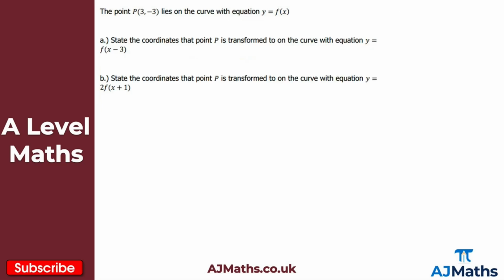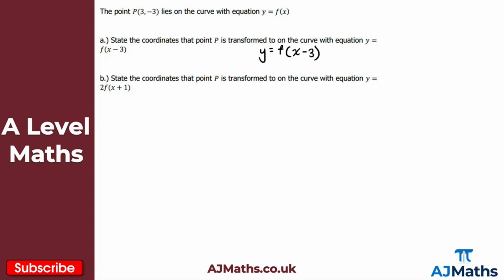For the next one here, this one's hopefully quite a straightforward question. It's more of essentially a GCSE type question here. So what I've got is a point P, and it lies on this curve with equation y equals f of x. Now there's two parts to this. Part A, we have to state the coordinates that point P is transformed to with this equation. So y equals f of x minus 3.